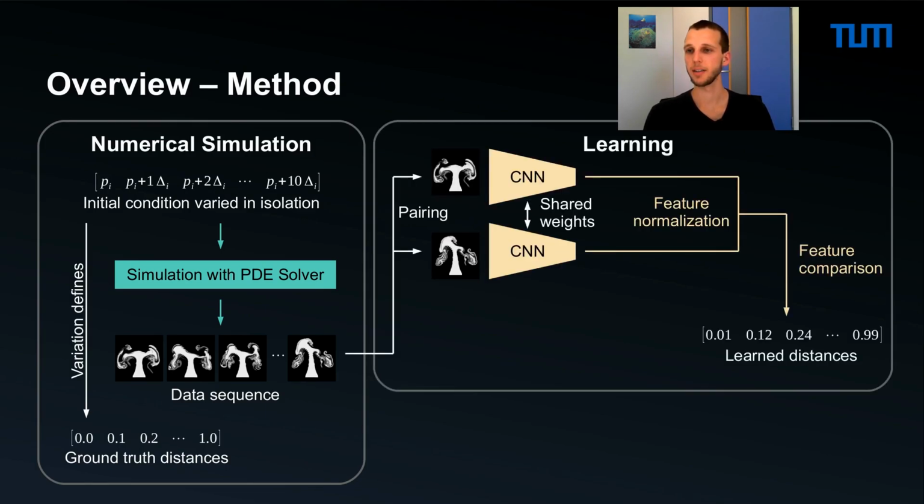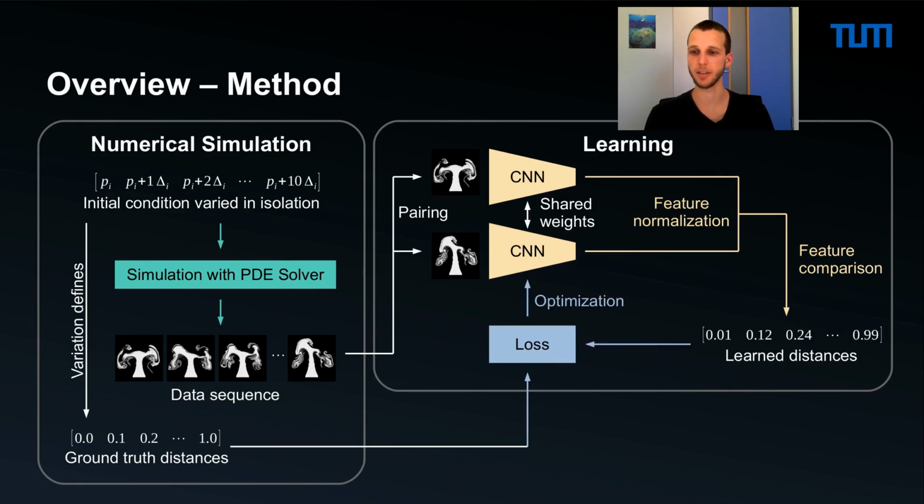The next building block is learning. First, we have to split up our data sequence into every possible pair that can be processed by our model. Our model in yellow here uses shared weights, so a Siamese architecture, and consists of two feature extractors, denoted with CNN here, that extract features from our two inputs. These features are then normalized and can be compared in the latent space to form our distance prediction of the network. Of course, this network is not perfect right from the start, so we have to introduce some optimization, and this happens via a loss between the ground truth distances and the predicted distance by our network that is then used, for example, by an Adam optimizer to change the weights of our network.